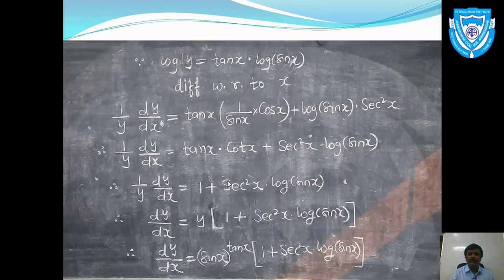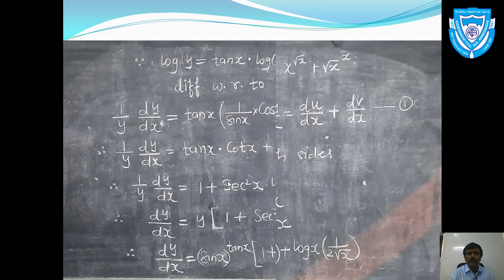What is y? What is the given function? The given function is y is equal to sin x raised to tan x. The value of y is given to us, so we'll replace y by that particular value. Therefore the final value of dy by dx is sin x raised to tan x into the bracket 1 plus sec square x into log of sin x. This is the correct and final answer. So this is how, in case of such a complicated function, we'll use the method to simplify the given function into simple form to find its derivative.